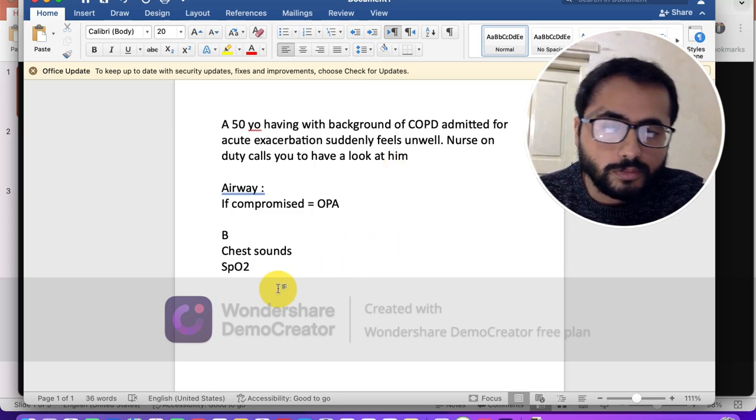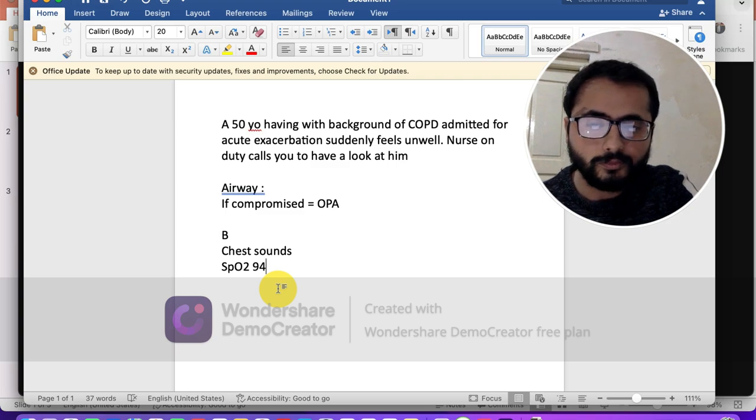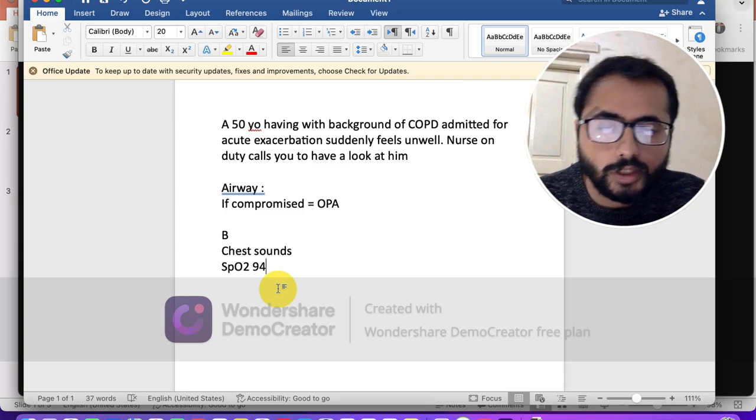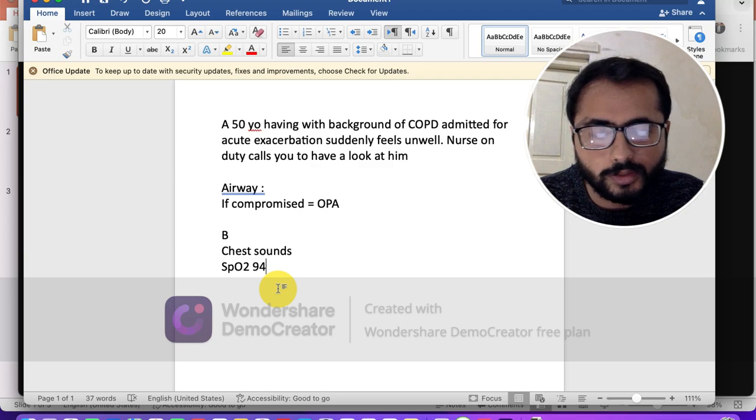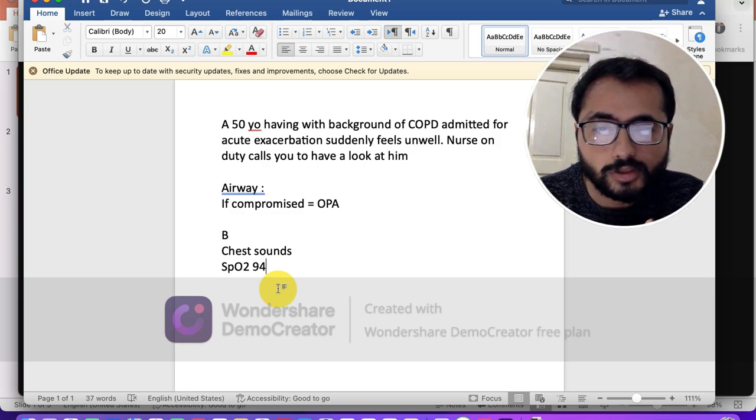And SpO2 should be less than 94%. Usually in the COPD patient, we are going to be keeping the saturation between 88 to 92. So we do not need to give a lot of oxygen in that one. So we are going to ask them if they have COPD or not.